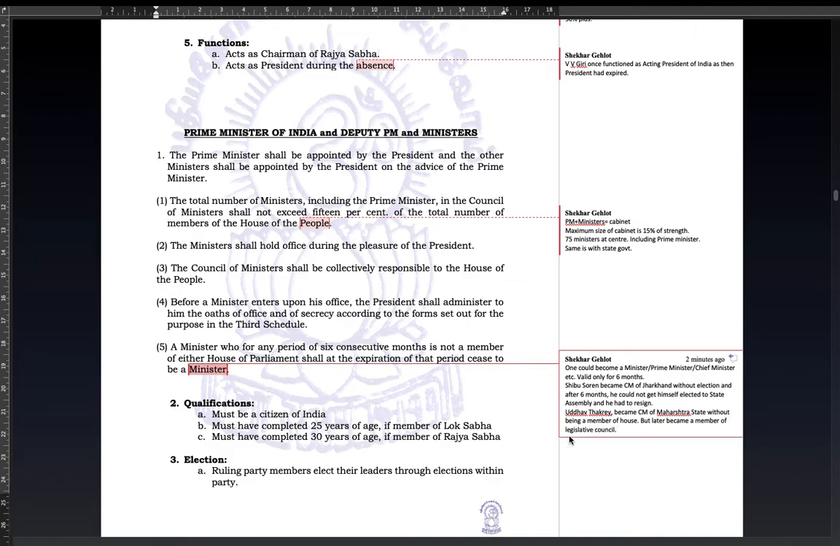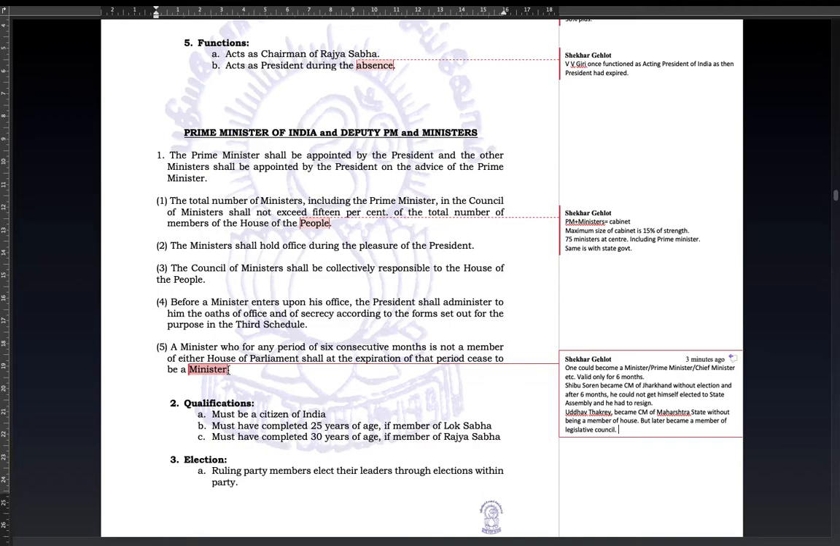Okay, within the 6 months, Uddhav Thackeray became a member of the Legislative Council, because Maharashtra has a Legislative Council, and that is why he is still continuing as the Chief Minister. However, Shibu Soren did not have this opportunity because Jharkhand does not have a legislative council, it only has a legislative assembly. So he became a chief minister and then went to election for a particular seat, but he lost there, and that is why he had to resign.